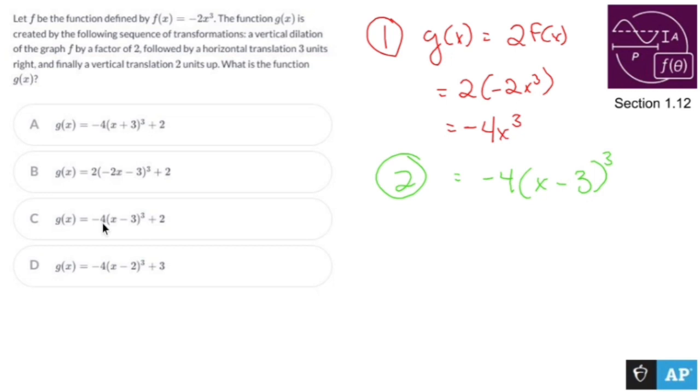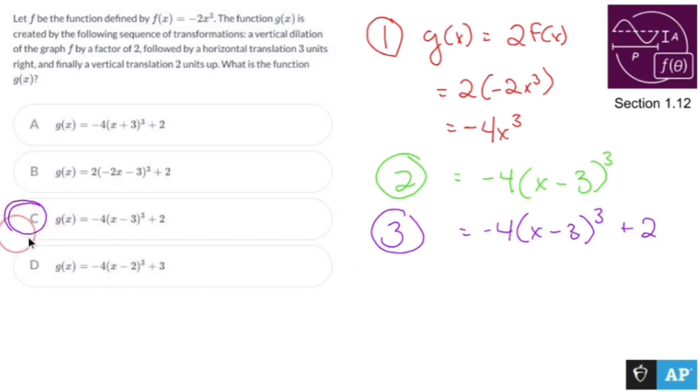Last but not least, and probably the easiest part, is we're going to take this and move it 2 units up. So all we do is just add 2 outside of the parentheses. So negative 4, x minus 3 in parentheses, cubed, plus 2 happens to be C.